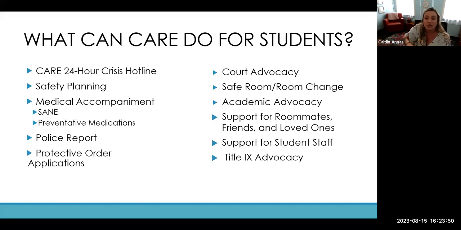We can also help folks with the legal process, such as filing for a police report, maybe applying for a protective order, and helping someone by assisting them in court. We can help people get connected to other resources as needed, and help them feel as safe as possible after a difficult or traumatic situation has occurred.